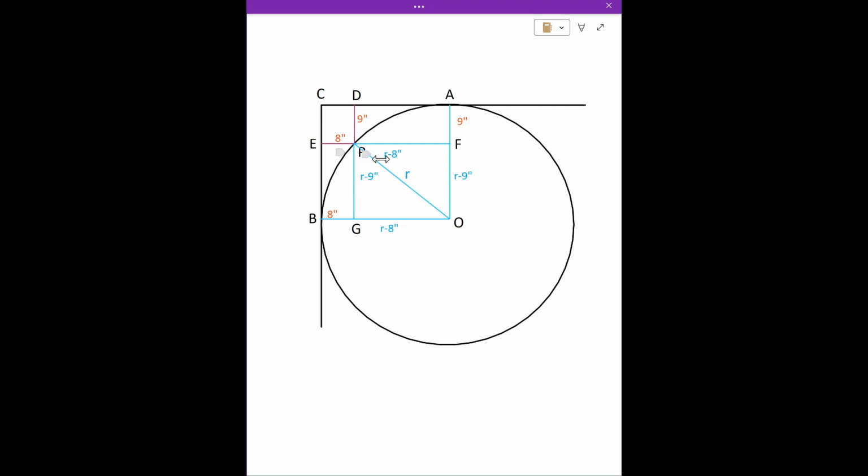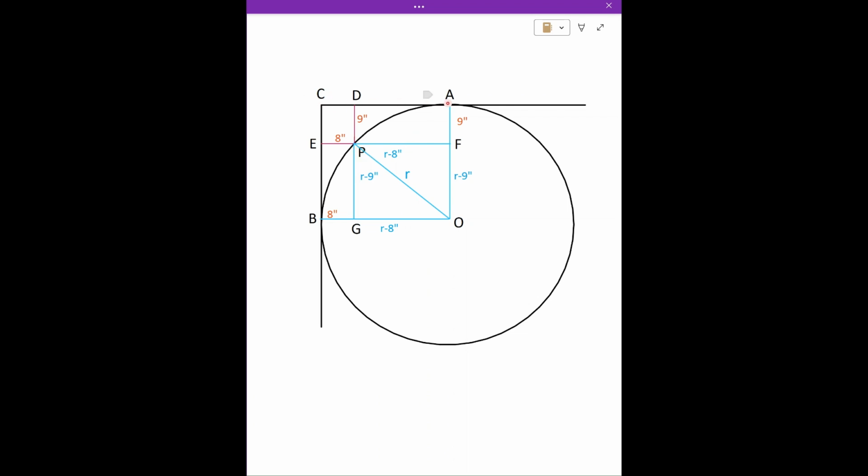Okay. Now, from P, drop a perpendicular on AF, that means this angle is 90 degrees. So, we get the distance PF will be R minus 8. Why? Because distance EF will be equal to distance BO and distance PF will be EF minus EP, that is R minus 8.